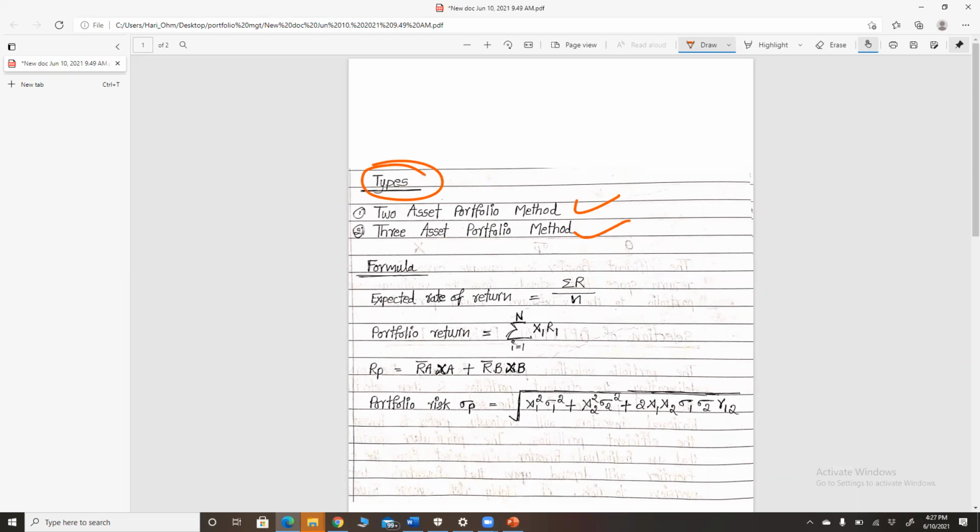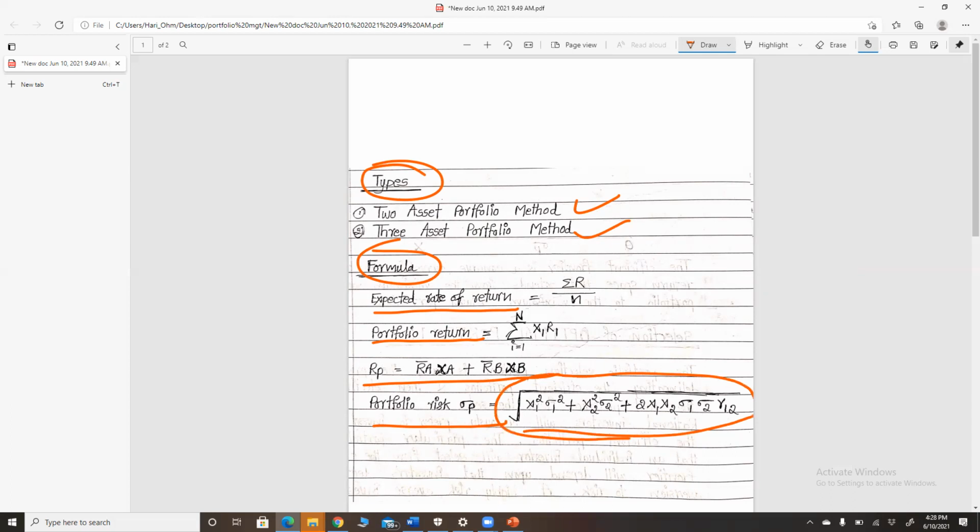To calculate the two asset portfolio method, the formula is: expected rate of return is equal to summation r divided by n, and portfolio return, that is summation i is equal to 1 to n of x1 into r1, then Rp is equal to r bar a into xa plus r bar b into xb. Next, the portfolio risk formula: square root of x1 square into standard deviation 1 square plus x2 square into standard deviation 2 square plus 2 into x1 into x2 into standard deviation 1 into standard deviation 2 into r12. So these are the formulas.